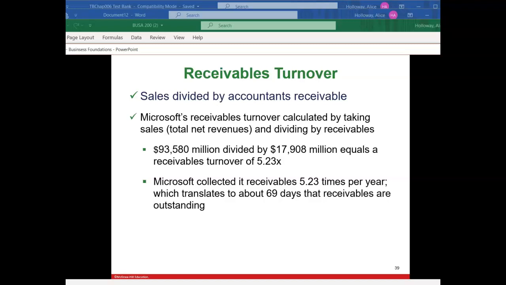The last thing we'll cover here is receivables. We'll talk more about that and how receivables are really important, but you can review more information about that in your book on pages 455 and 456.